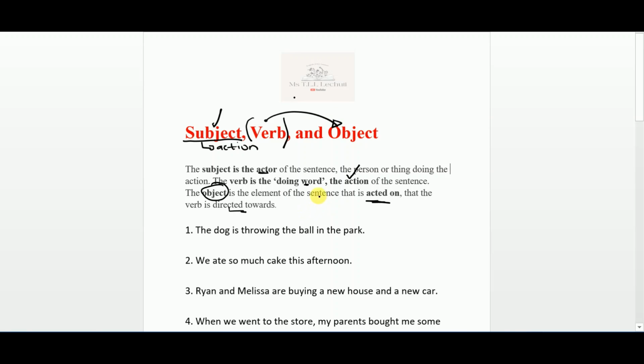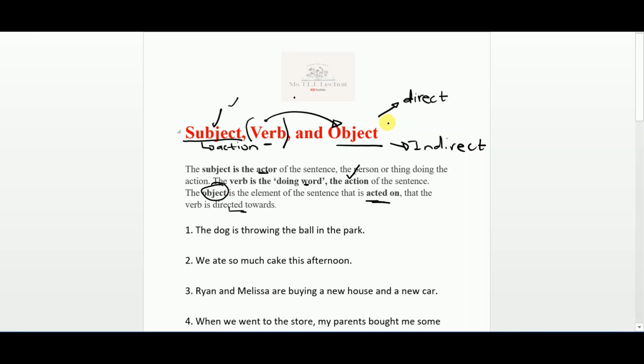So when you look into a sentence, you should be in a position to thoroughly identify which word is the subject, meaning the doer, then the action word, and whatever is being acted upon or affected by the action of the verb, we call that what? The object. Now with reference to objects, we can have what you call a direct and an indirect object.